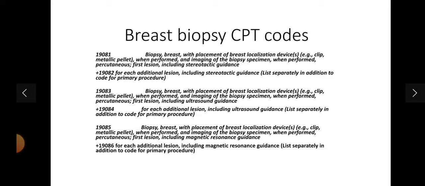So what does the description of all these codes say? Biopsy breast with placement of breast localization device, example like clip, metallic pellet, when performed, and imaging of the biopsy specimen when performed, percutaneous first lesion, including stereotactic guidance. So in this description they are including the guidance code, and then they are including the breast localization code.